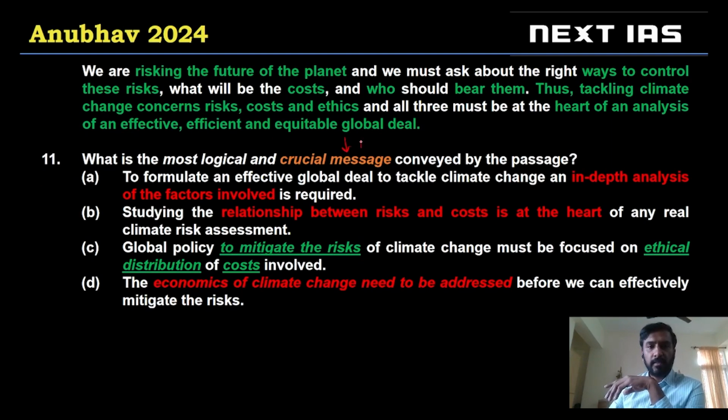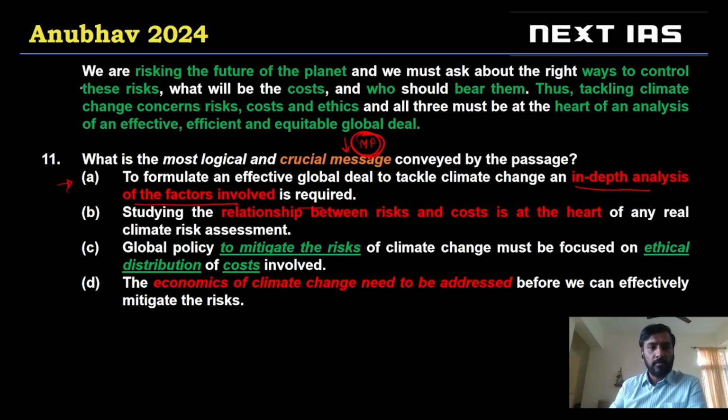So, crucial message is basically the main point of the author. This question was very common in 2023. We can expect that maybe this year for 2024 they'll ask fewer of these questions because last time UPSC asked an overwhelming number of these questions. So they'll always keep this floating. So let's look at the options. Option A says to formulate an effective global deal, an in-depth analysis of the factors involved is required.